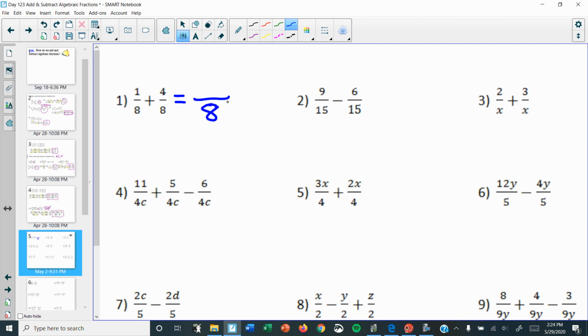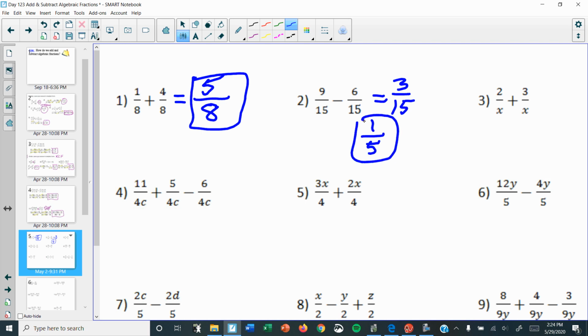Again, if you have 1 out of 8 objects and you get 4 more out of those 8 objects, now you have 5 out of those 8 objects, not 5 out of now 16 objects. And that's your answer. You can't simplify it, so you're done. Again, always check to see if the denominators are the same. They are. You get 3 over 15, and you can take a 3 out of both. So then you're left with 1/5. And there's your answer.